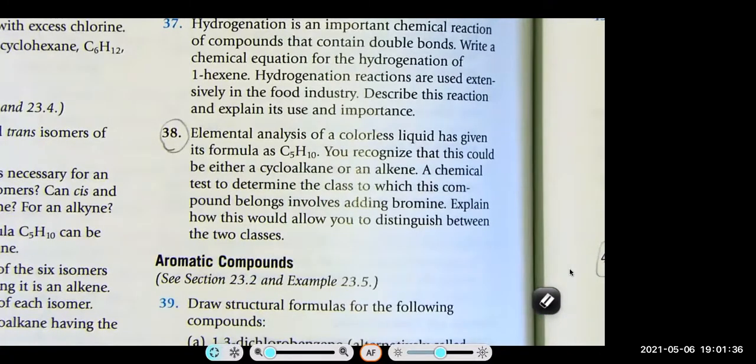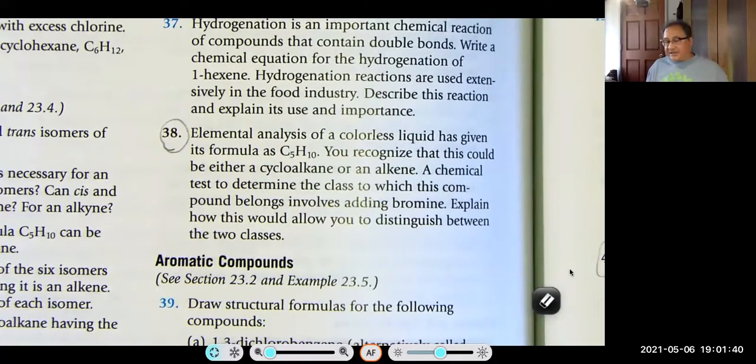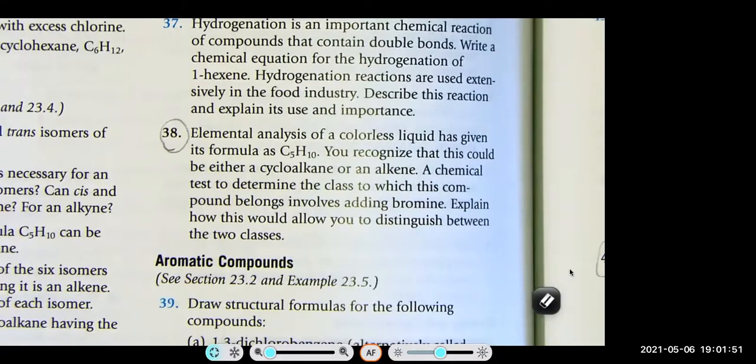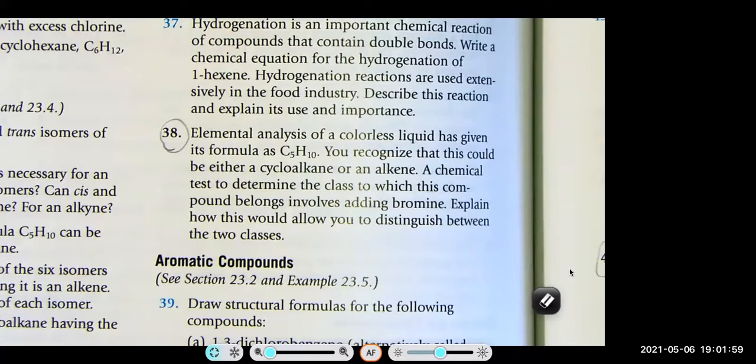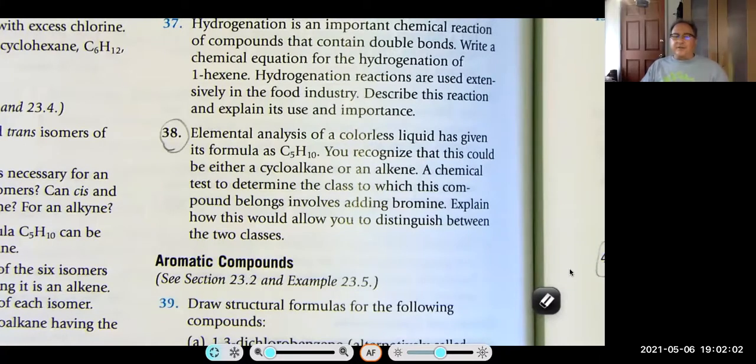So it's an alkane. Actually, it says that it could be a cycloalkane or an alkene. How would you tell the difference? I mean, if there's double bonds, right. How would you tell? The Lewis structure. This is a colorless liquid, so it's not going to tell you its Lewis structure.